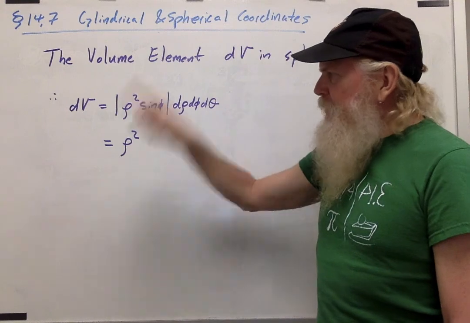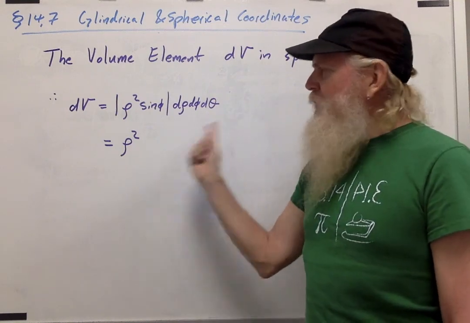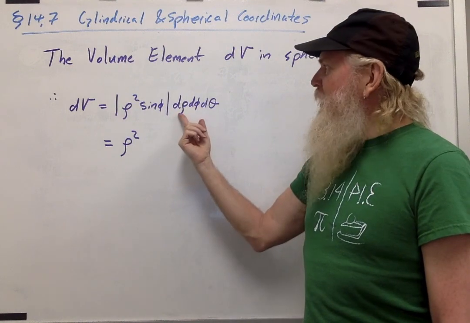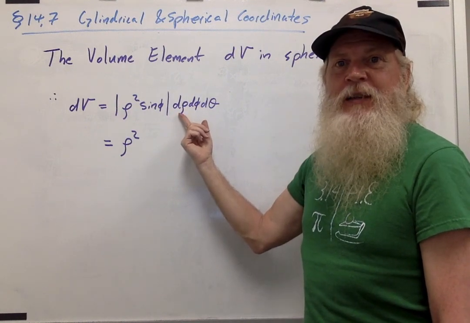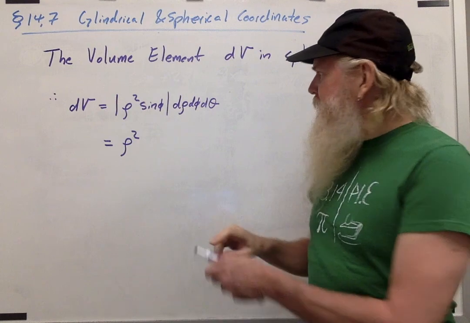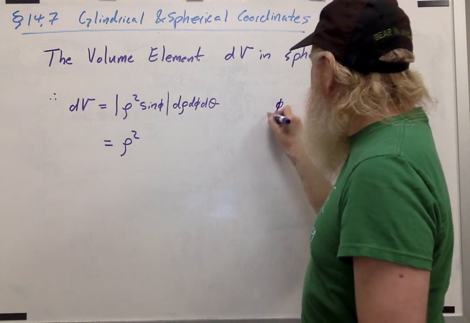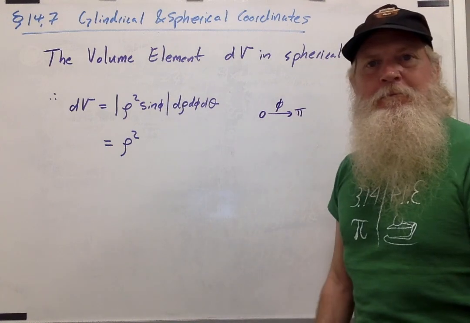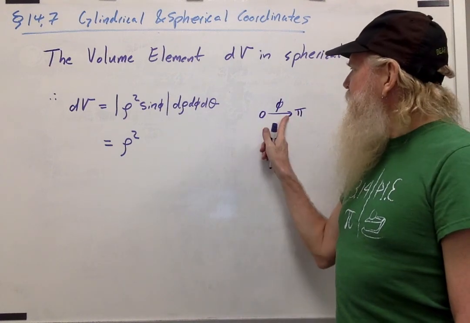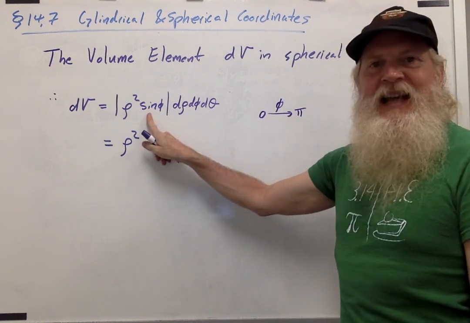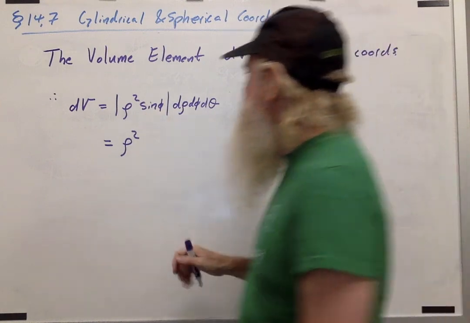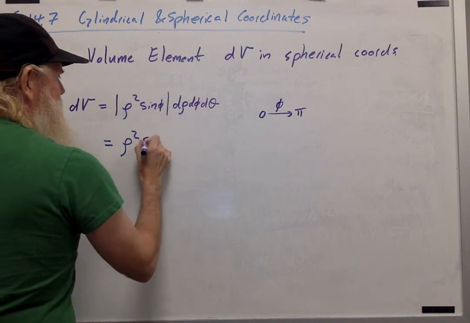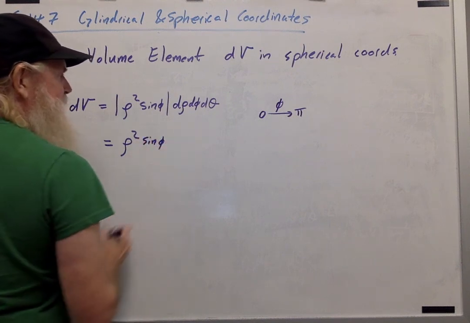And if we let phi go from 0 to pi, and theta go from 0 to 2 pi, then we can sweep out all of space. Rho will go from 0 to infinity. So that means that phi, at most, is going to go from 0 to pi. And between 0 and pi, sine is always positive. So as long as my phi stays between 0 and pi, then I don't need an absolute value on the sine phi either.